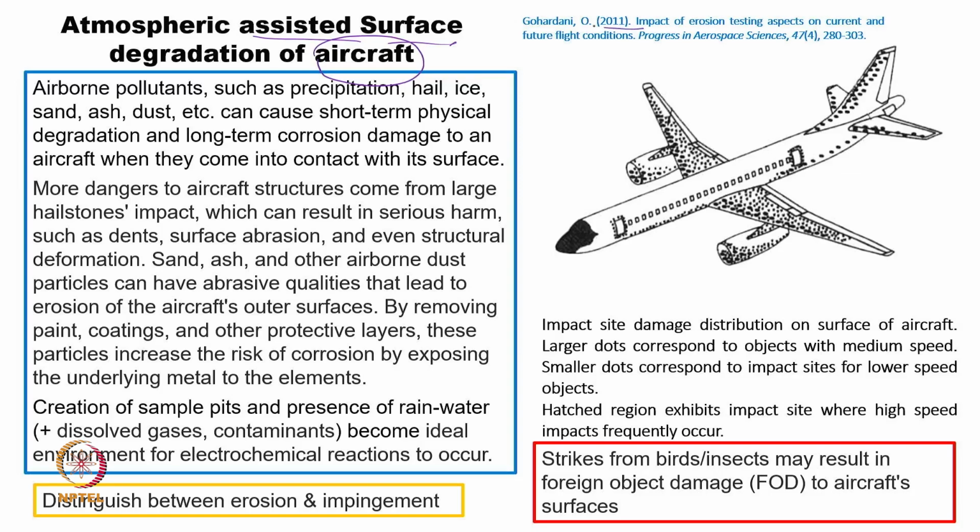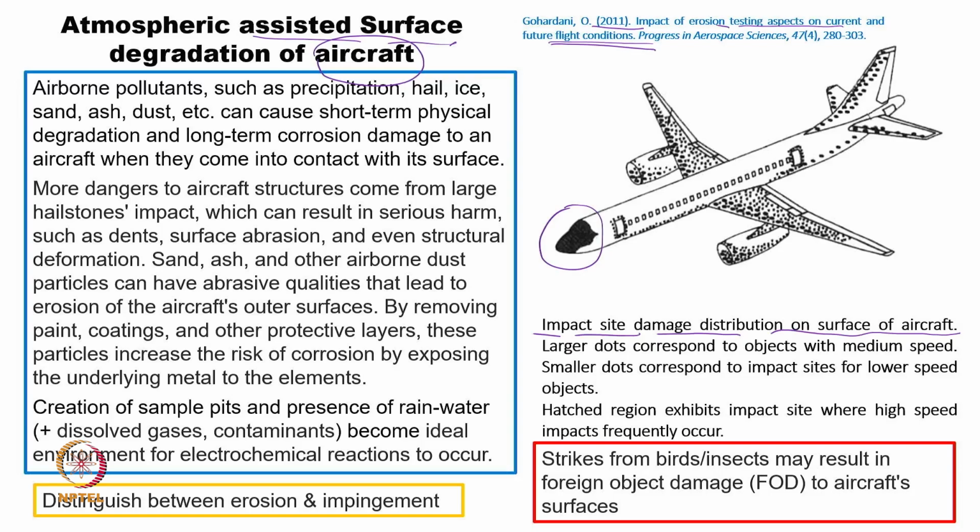Now, in this we have taken the reference of 2011, on the impact of erosion, particularly on aircraft, that has been mentioned over here. If you look, these are the dots and there is some sort of hatched portion, there are small dots and there are bigger dots. So, they have shown the erosion possibilities on the surface of the aircraft. Wherever the black dots are, small or bigger, those are the possibilities of erosion of the aircraft surface.